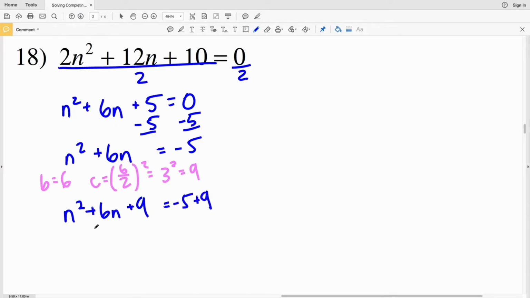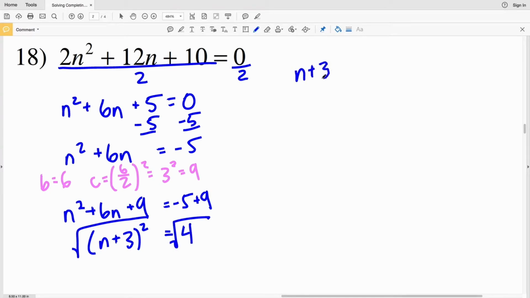So I'll rewrite n squared plus 6n plus 9 as n plus 3 squared. That's a plus b squared, because a squared plus 2ab plus b squared is the form of n squared plus 6n plus 9. And that's equal to negative 5 plus 9, which is a positive 4. Now I'll take the square root of both sides.